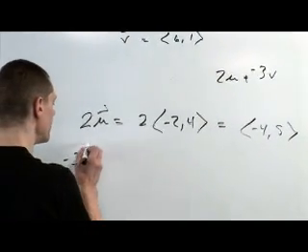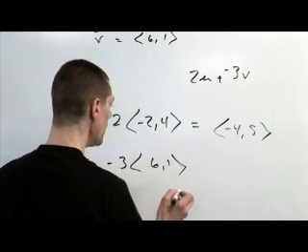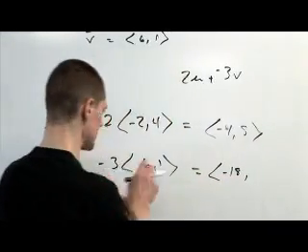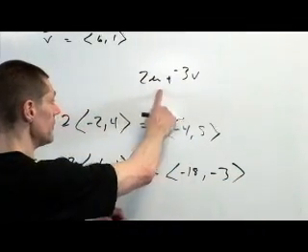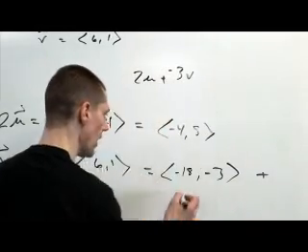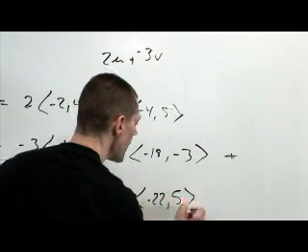Minus 3 times v is minus 3 times 6 and 1. Minus 3 times 6 is minus 18. Minus 3 times 1 is minus 3. So what I'm really doing is 2u plus -3v. I'm adding these together component-wise. This is going to be -22 and 5.